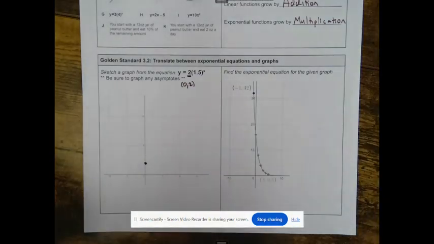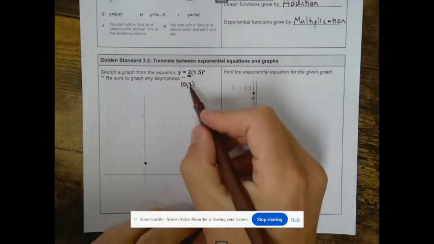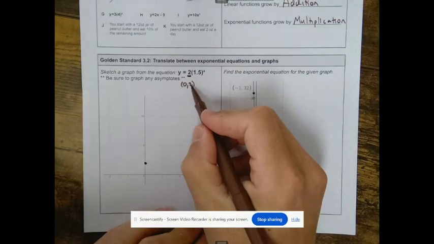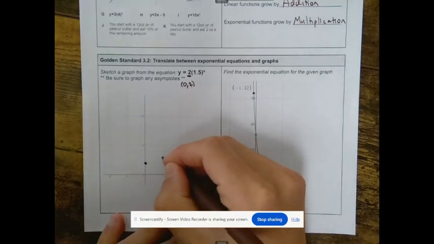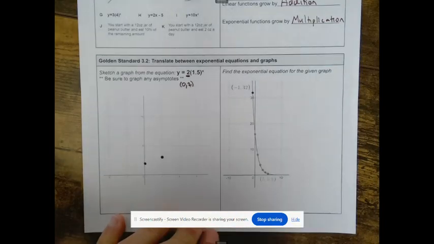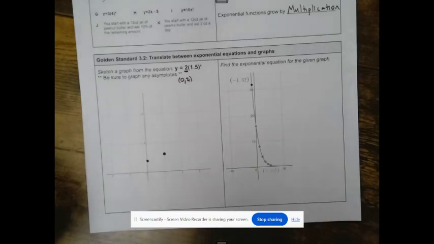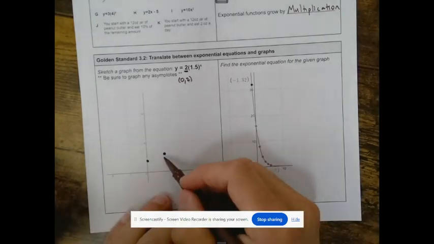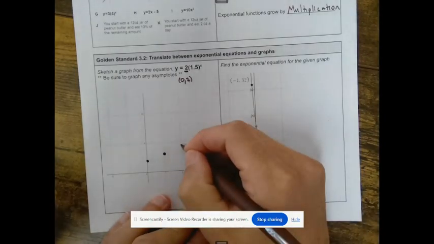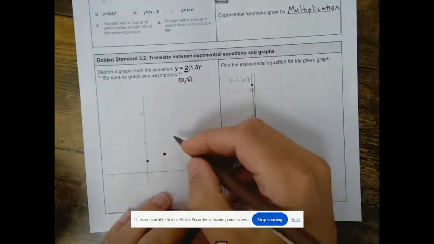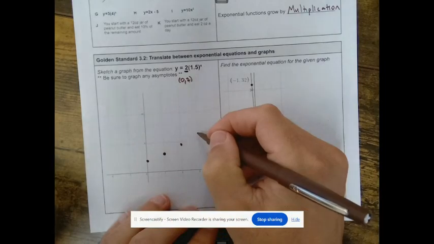Then where do we go next? We're going to take that 2 and multiply it times 1.5. 2 times 1.5 is 3. So (1, 3). Next, multiply 3 times 1.5 to get 4.5. So (2, 4.5), which is right around there. And then multiply that, (3, 6.75), which is right around there.